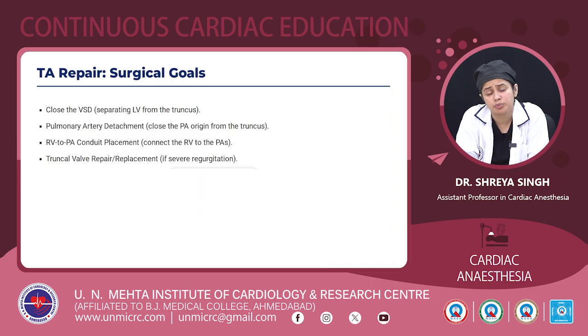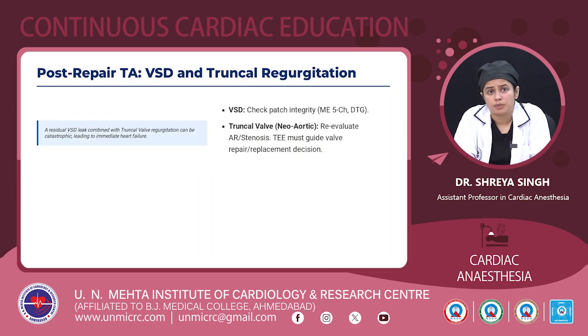Our surgical goals here would be to close the VSD, separate the left ventricle from the truncus, pulmonary artery detachment, close the PA origin from the truncus. We place a RV to PA conduit, we connect the RV to PAs, and we repair the truncal valve or replace it in case of severe regurgitation. So post-repair, we check for the patch integrity across the VSD, usually in the mid-esophageal 5-chamber or the deep transgastric views, and the neoaortic valve should be re-evaluated for any regurgitation or stenosis, and it must guide the valve repair or replacement decision.